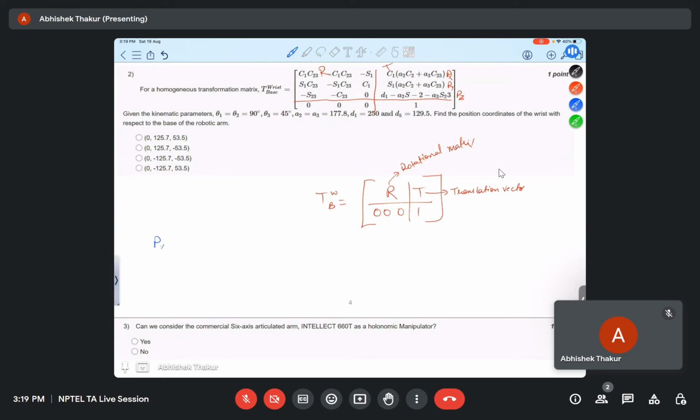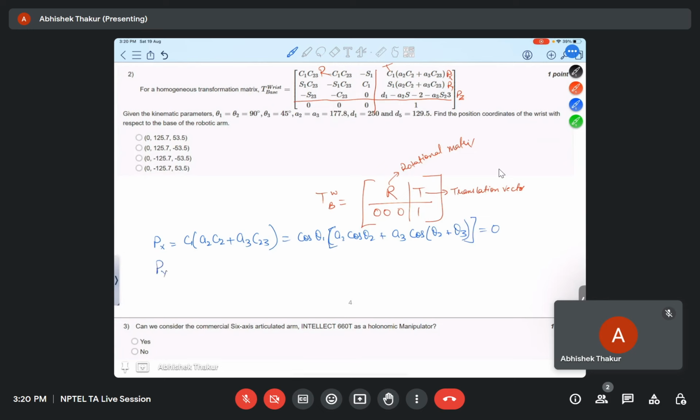So Px is equal to C1 (A2 C2 plus A3 C23). So here C1 means cos theta 1 into A2 into cos theta 2 plus A3 into cos of theta 2 plus theta 3. Okay. In this question, theta 1 is given as 90. So cos 90 is 0. So this will become 0. So the first option is 0. Px is 0.